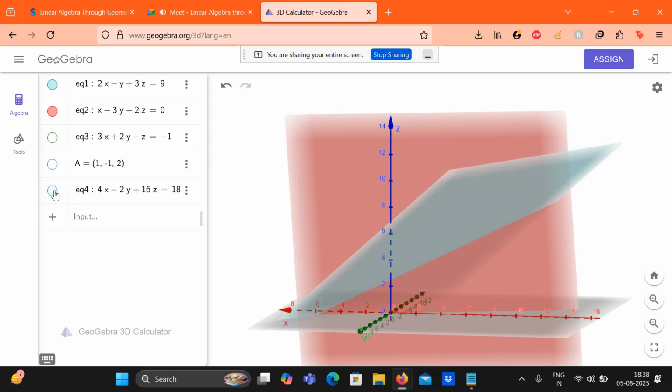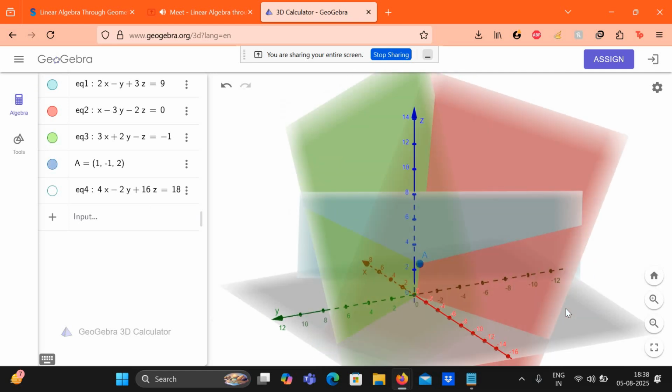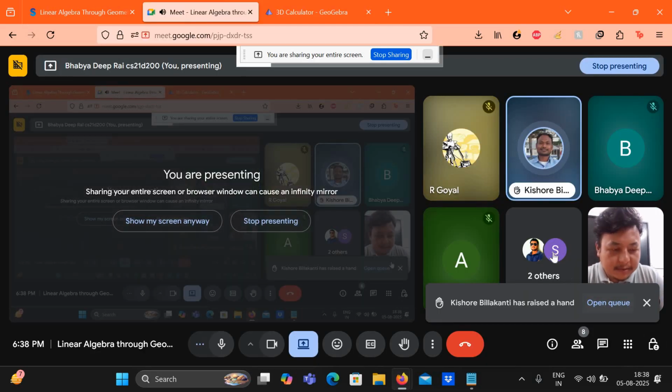But to get back to the point that I was trying to make, now you have these three planes. Now let's see what happens when you add one. Yeah, question here, Bhavya.